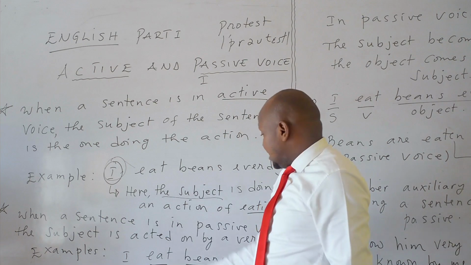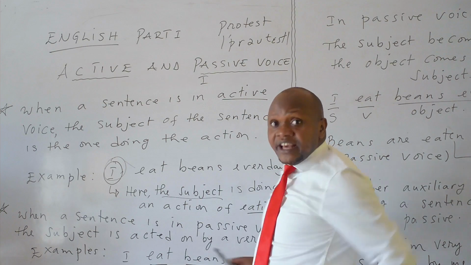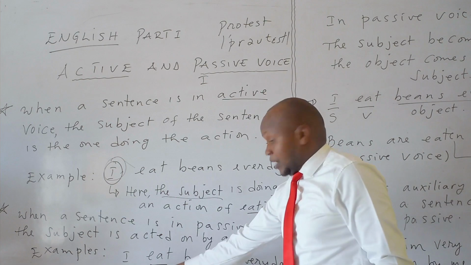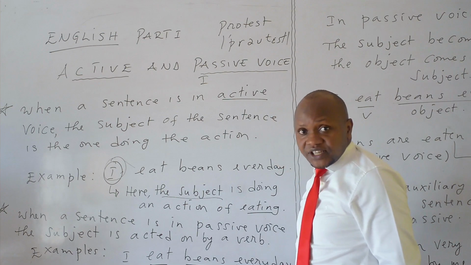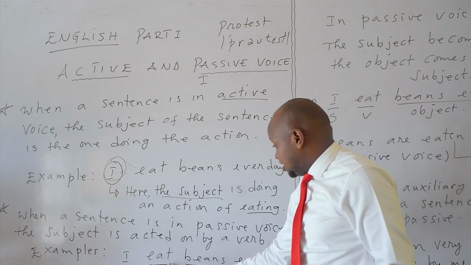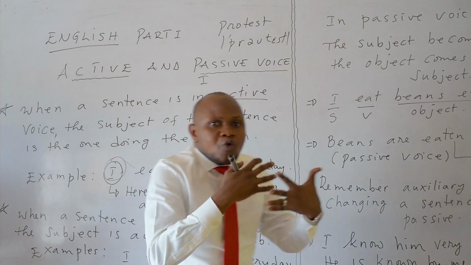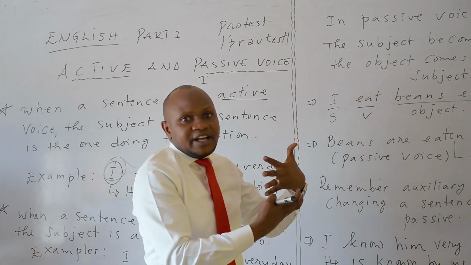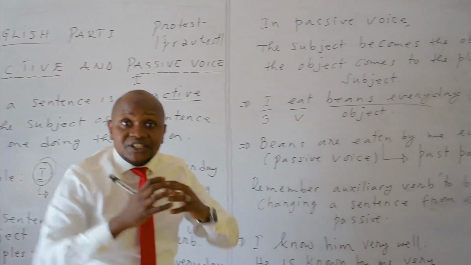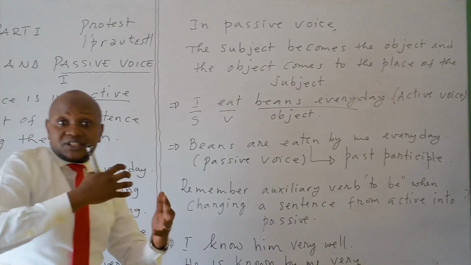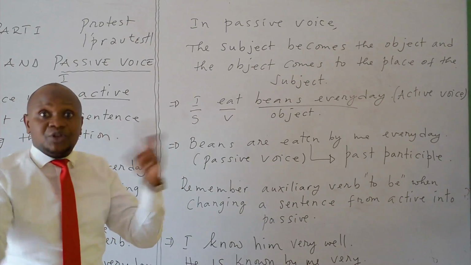Examples. I eat beans every day. Here, this is a subject, this is a verb, this is object. This is subject, ruhamwa, inshinga, object, icyuzuzo. We are going to see, tujya kureba uko bihinduka muri passive. Then, icyari subject kigiye guhinduka object. Icyari object kibe subject, duhita ducurika.